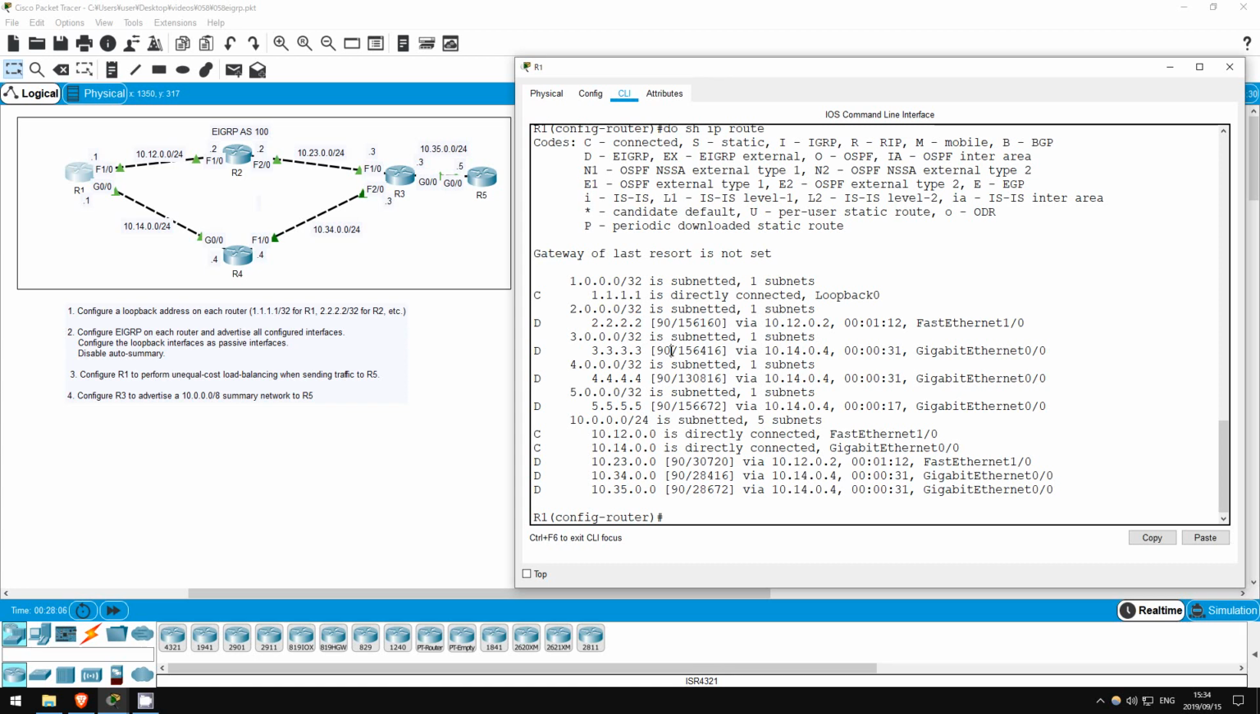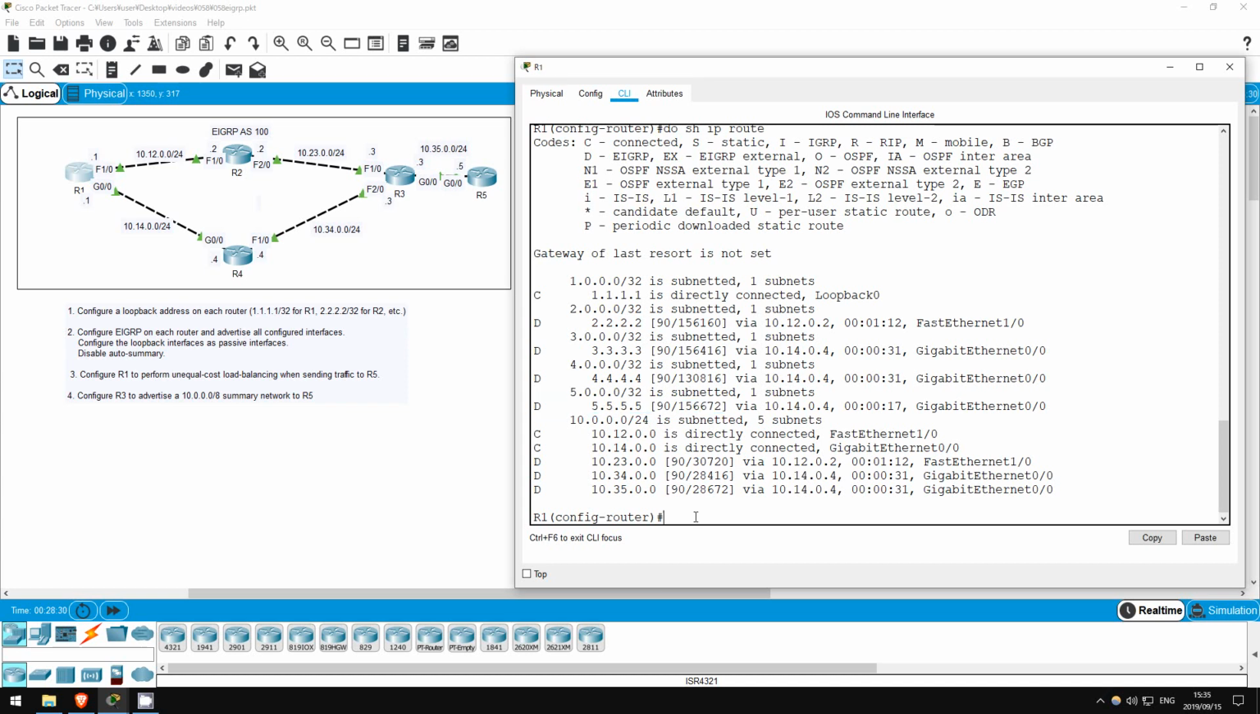OSPF metric numbers were quite small and simple to understand. However, EIGRP's metric numbers can get quite large. This is a small network, and R1's path to R5 has a metric of 156,672. This is the path via R4 because it has 1 gigabit Ethernet link, while the route via R2 is all fast Ethernet.